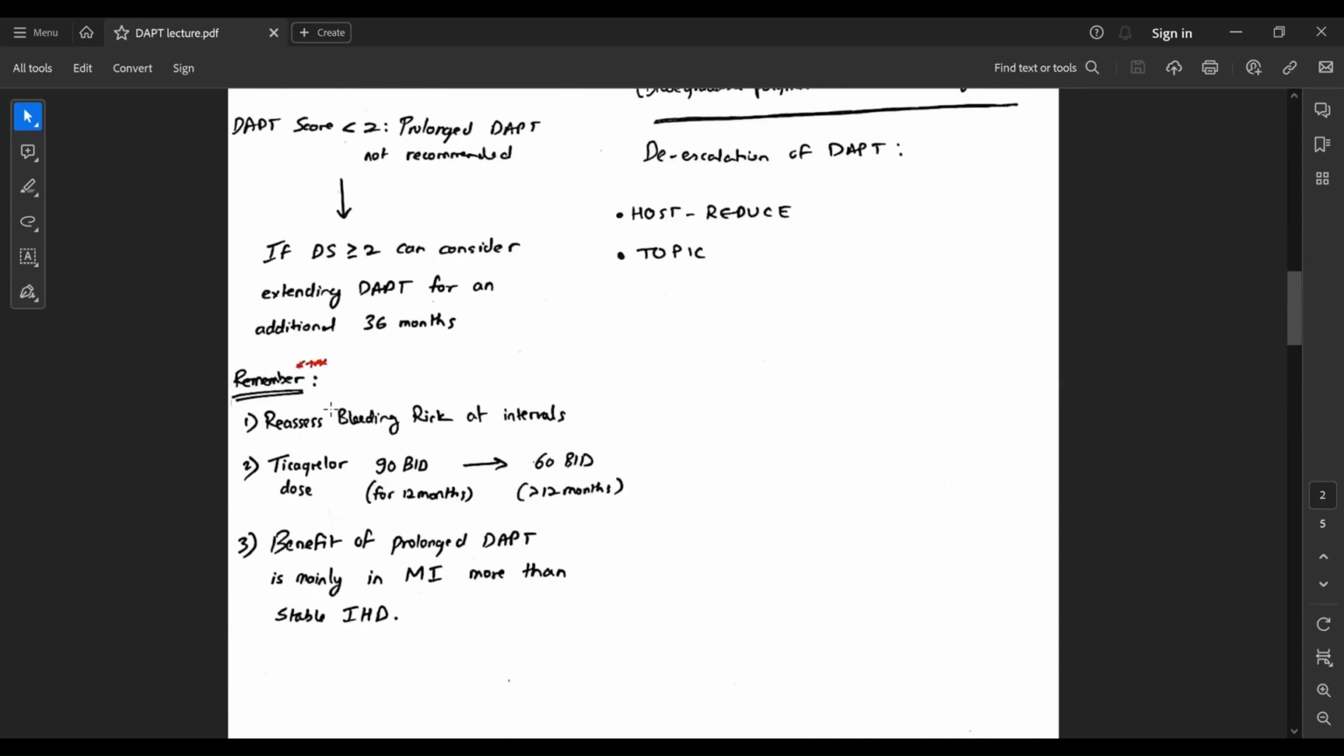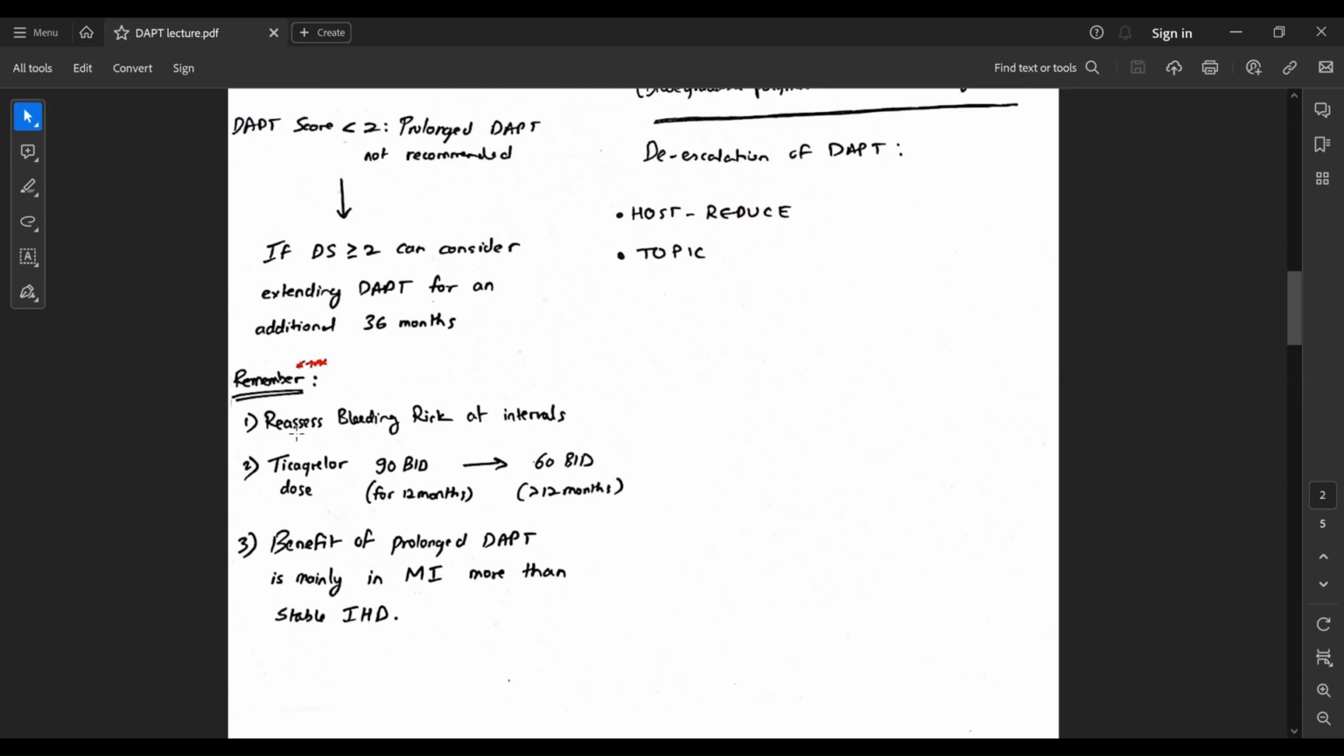Now, a few points to remember in case of prolonged DAPT beyond 12 months is that you have to keep assessing these patients for their bleeding risk. If a patient turns out to have high bleeding risk, if they have an episode of bleeding, then in these kind of patients, you can consider stopping one of the antiplatelet and just continue them on a single antiplatelet therapy.